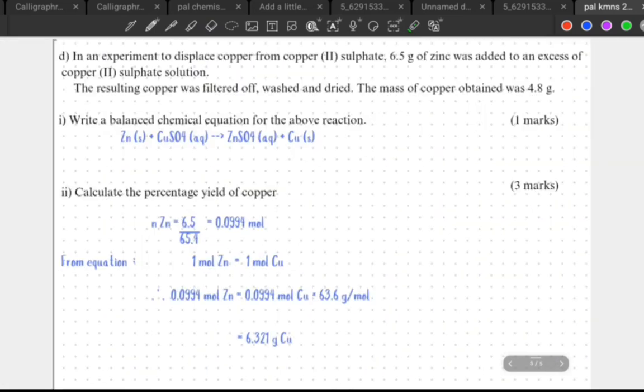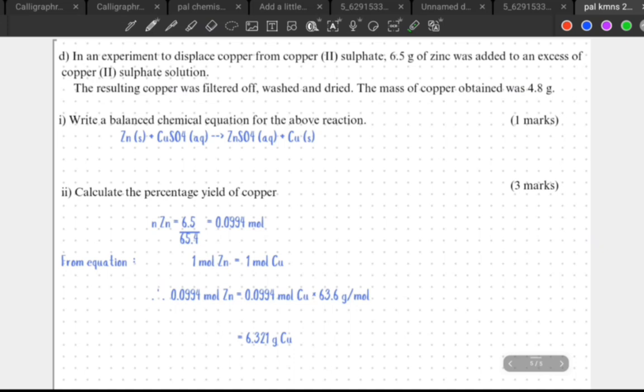D. In an experiment to displace copper from copper(II) sulfate, 6.5 gram of zinc was added to an excess of copper(II) sulfate solution. The mass of copper obtained was 4.8 gram. The first question asks to write a balanced chemical equation for the above reaction.